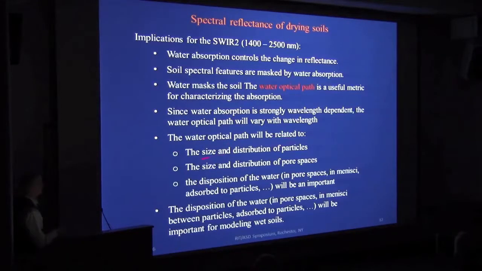Then the optical path is going to be related to the size and distribution of the particles and the size and distribution of the pore spaces. The rate of change, the characteristic bands that are available, and the way they change are going to be related to the pore spaces and the particle sizes. And the disposition of the water. Where is it? Is it liquid water in the pores? Is it adsorbed on the surfaces? Is it in menisci in between the particles?